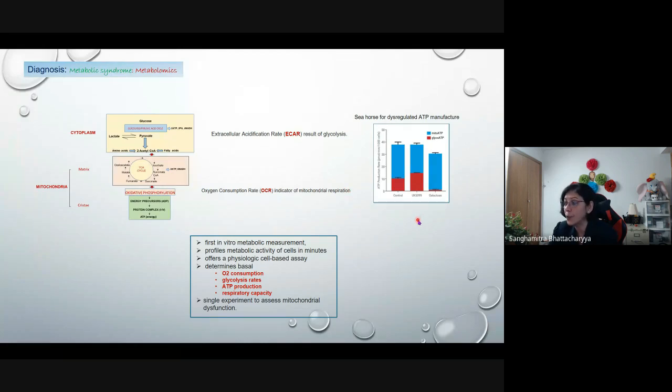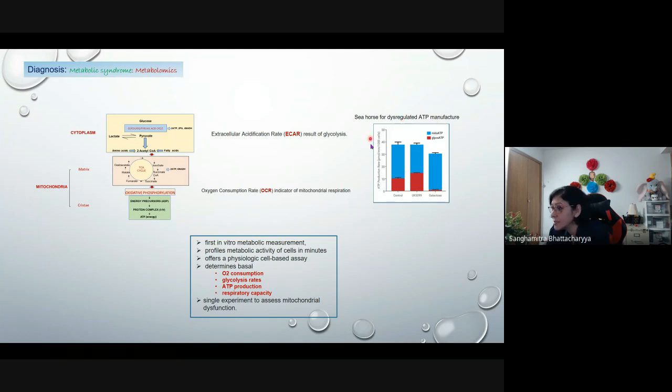So here, to make our life easier, this machine measures the extracellular acidification rate called ECAR, which is a result of glycolysis, and also it measures the oxygen consumption rate, which is OCR, an indicator of mitochondrial respiration. We now know that the cristae is the site of cellular respiration, matrix the site for Krebs cycle or TCA, and the cytosol is the site of glycolysis.